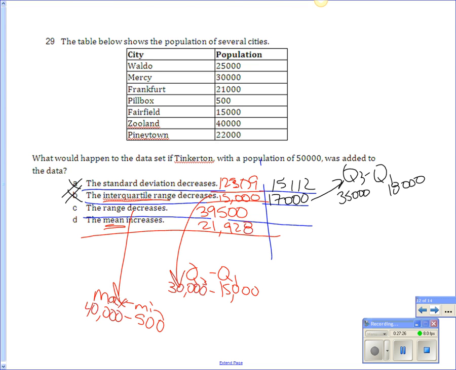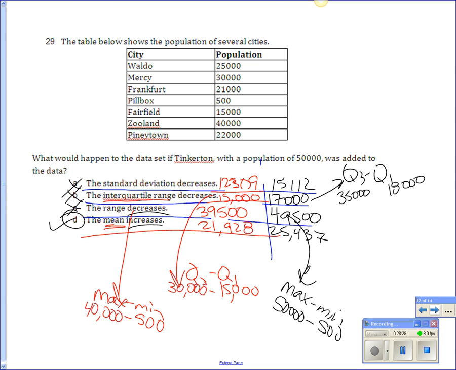Elijah, how do you get range? Max minus min. Samaria, what's your new max? What's your new maximum? Scroll down. 50,000. Jeremy, what's your new minimum? $500. Zach, what do you get when you subtract 50,000 and 500? All right, did it decrease, Zach? No, so it has to be D. And Jack, what's your new mean? Okay, so it did increase. So D is the answer.